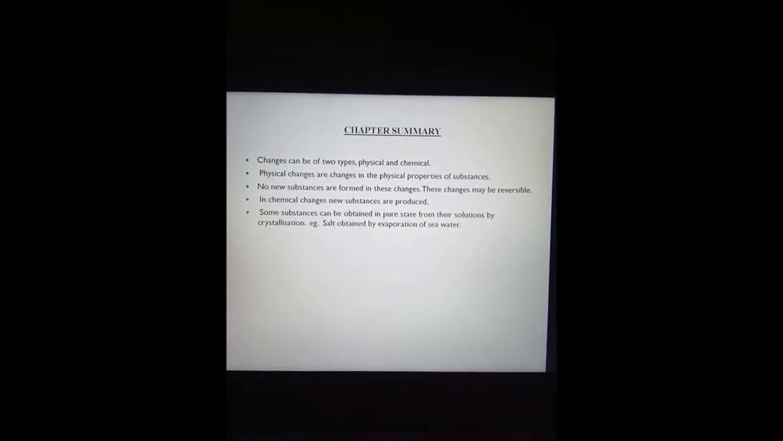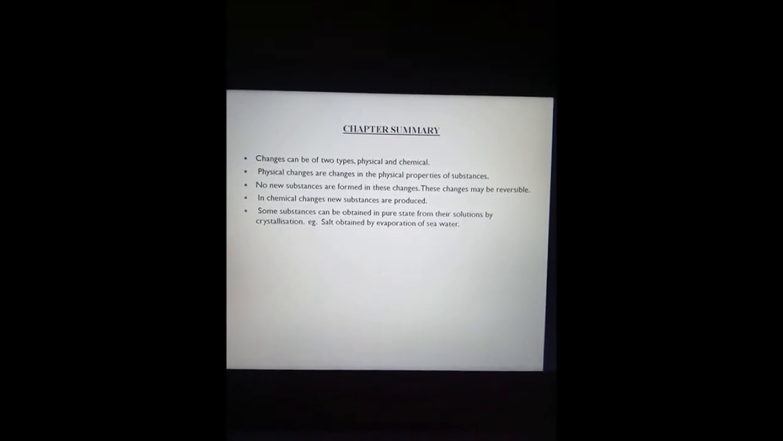No new substances are formed in these changes. These changes may be reversible. In chemical changes, new substances are produced. Some substances can be obtained in pure state from their solution by crystallization. Example, salt obtained by evaporation of seawater.